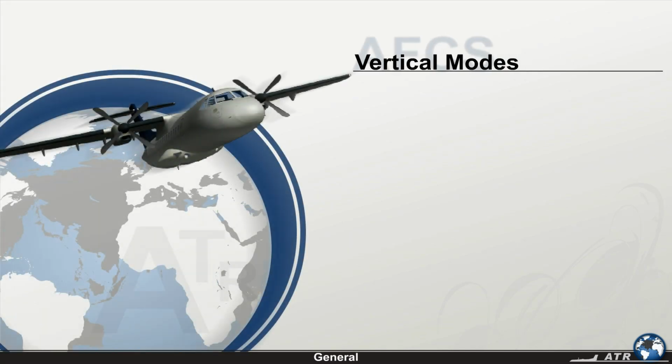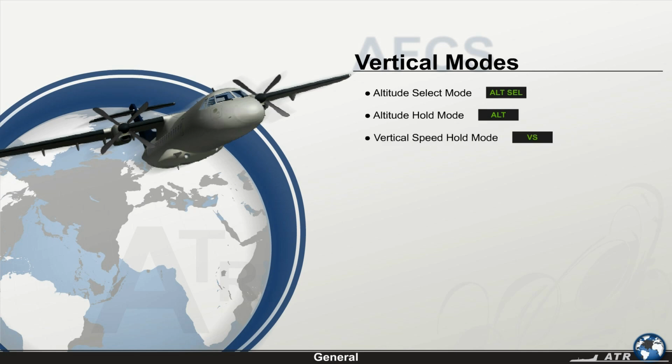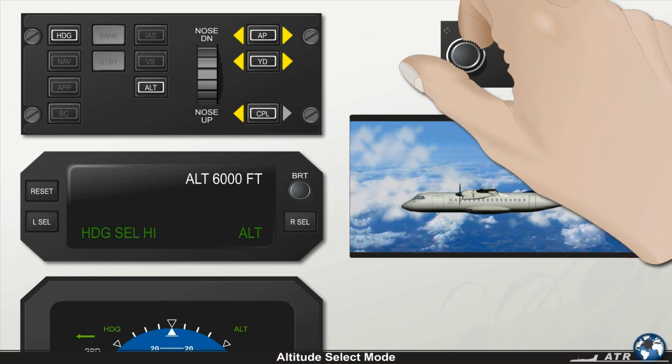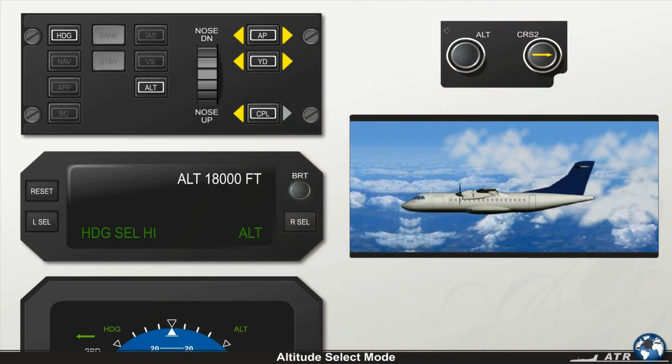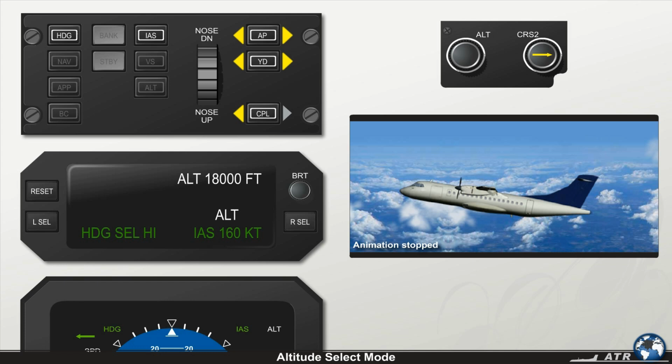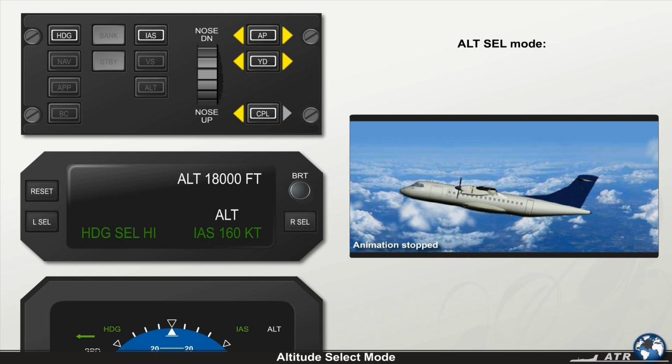In this section, you'll learn about the AFCS vertical modes and their usage. The AFCS vertical modes are the altitude select mode, the altitude hold mode, the vertical speed hold mode, and the indicated airspeed hold mode. When an altitude is selected, and the aircraft is climbing or descending towards the selected altitude, the Altitude Select mode is automatically armed.